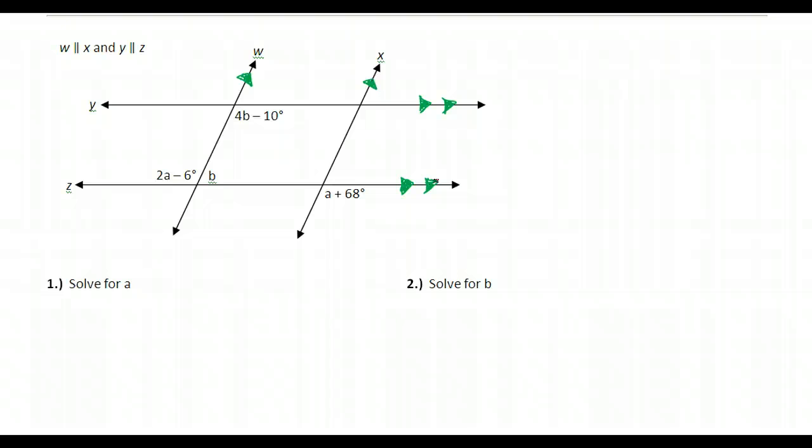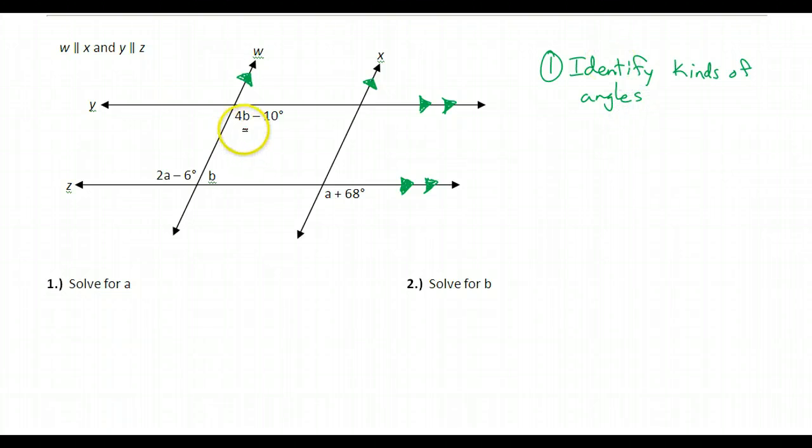Next, I need to identify the kinds of angles that I have. So if I look, I have 1, 2, 3, 4 angles. These two angles form a linear pair. They're supplementary. These two angles are alternate exterior angles. And these two angles are consecutive interior angles.